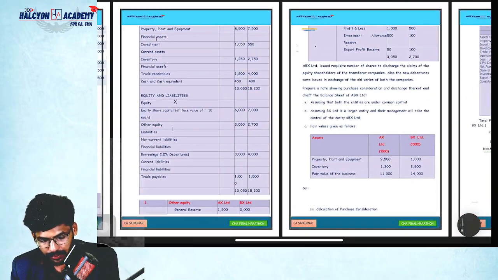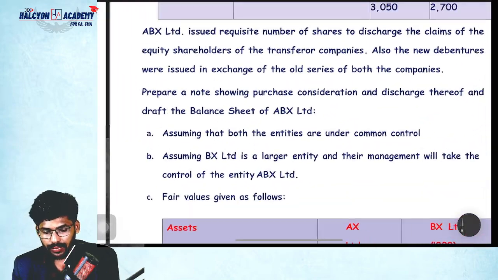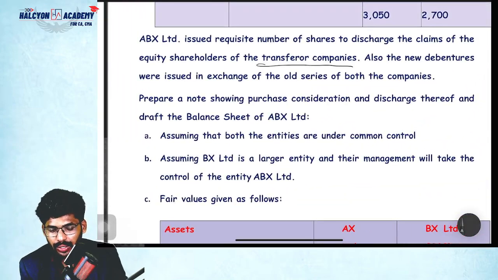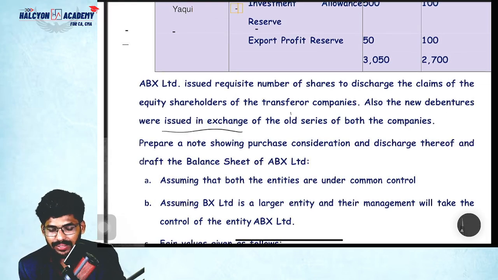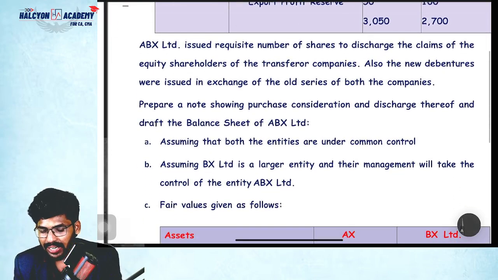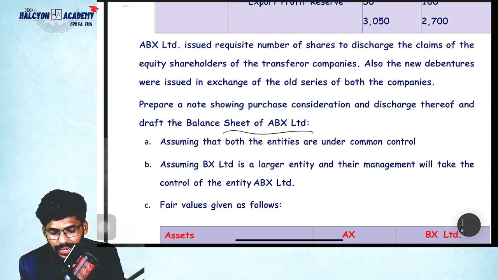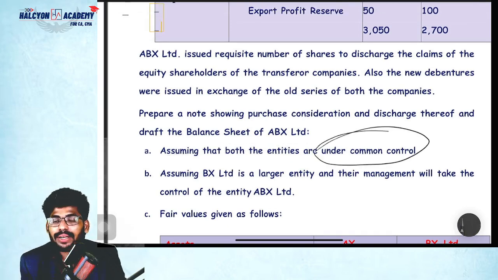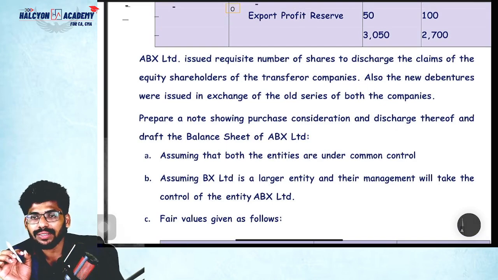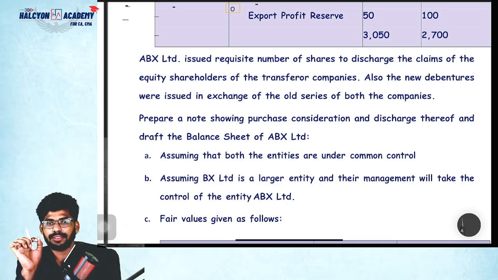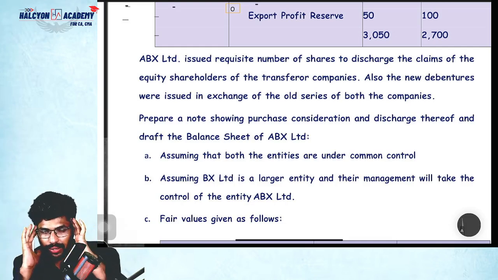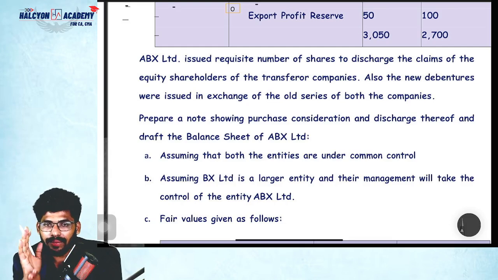So here transferor companies means acquirees, nothing but AX limited and BX limited. Also, the new debentures were issued in exchange for the old series of both the companies. Prepare a note showing purchase consideration and discharge thereof. Draft the balance sheet, assuming that both the entities are under common control. So now I am going to discuss the question regarding the concept of common control transactions. I think every common control transaction related concept should be in your mind.